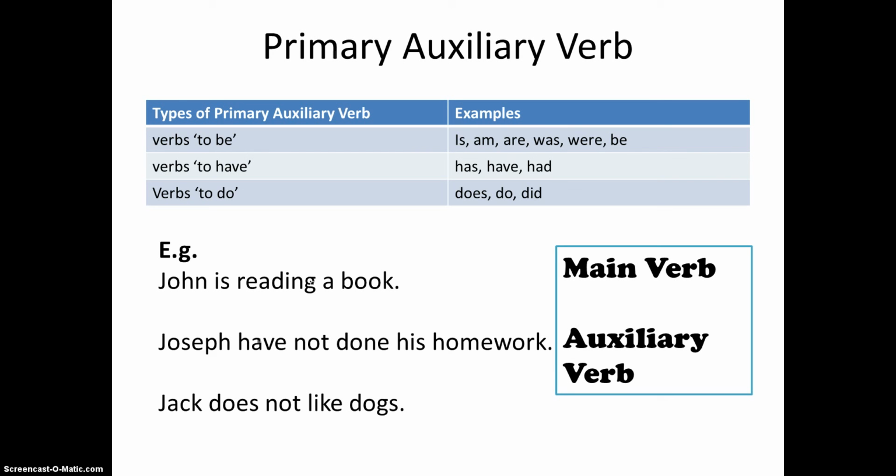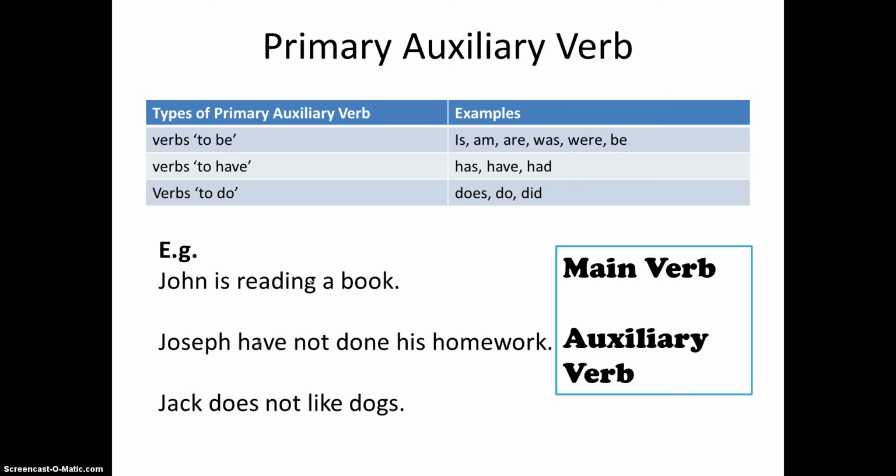So now we know there's a main verb, there's an auxiliary verb. One type of auxiliary verb is the primary auxiliary verb. Let's look at the example sentences. We'll now try to identify the main verb and the auxiliary verb in the sentence. Remember I said that they go hand in hand, they work together to give certain meaning to the sentence. Okay, let's look at it.